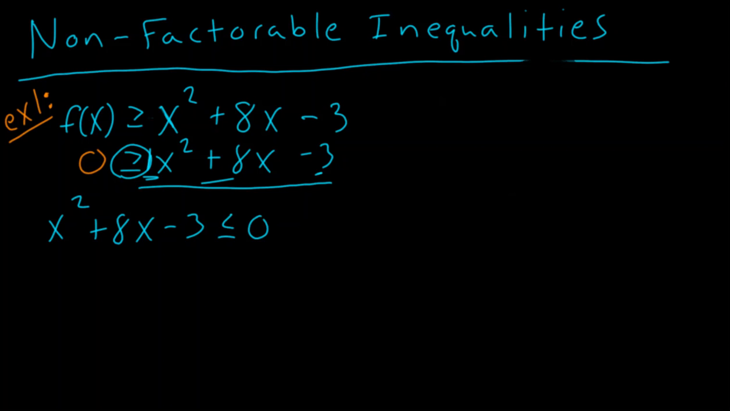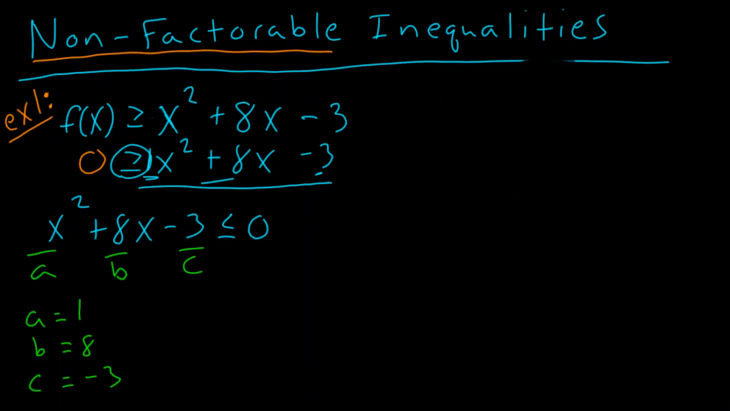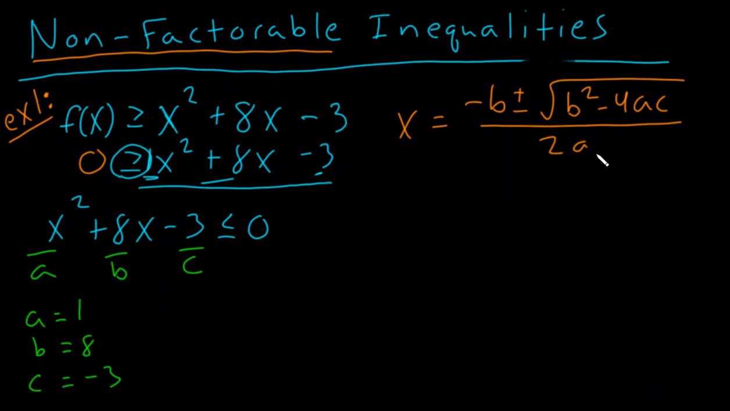The next thing that we want to do is label our a term, our b term, and our c term. So I can see that a is clearly 1, b is clearly positive 8, and c is clearly negative 3. Now from there, we want to use the quadratic formula. If you wanted to complete the square on this, you surely could, but I think the quadratic formula is the best way to solve non-factorable quadratics or inequalities. So let's write out the quadratic formula. X equals negative b plus or minus the square root of b squared minus 4ac all over 2a.